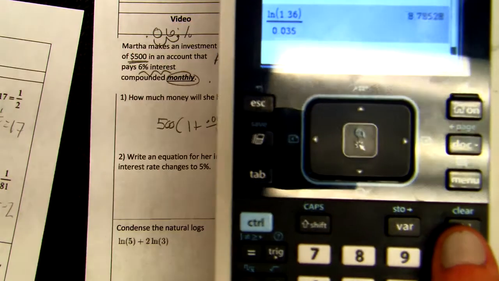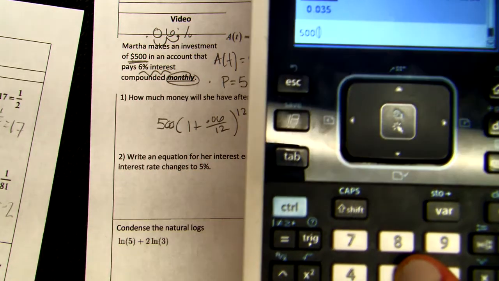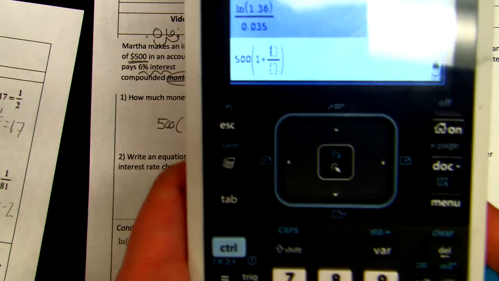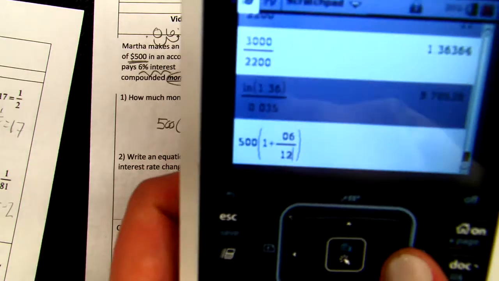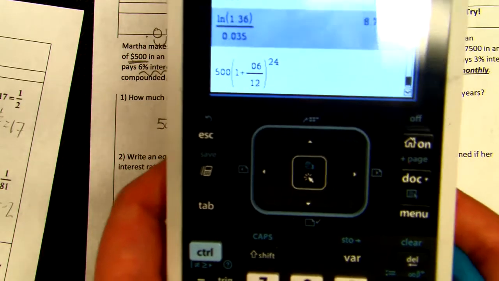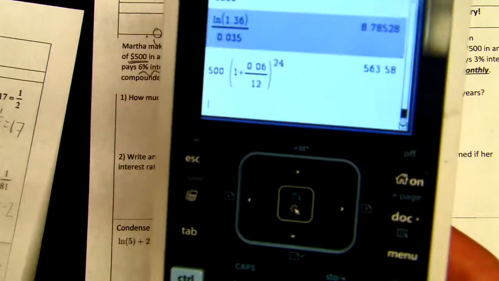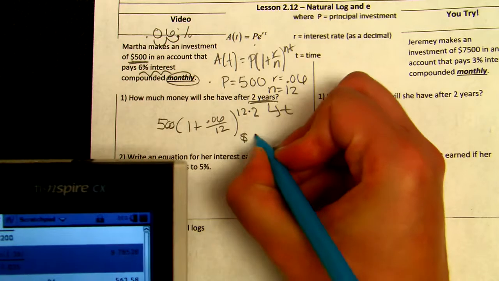All right, let's see. So I have 500 times (1 plus 0.06 over 12) to the power of 12 times 2, which is 24. So I'm just going to put 24 because I don't trust myself to type more numbers. And we're left with $563.58, which is also what I got when I wasn't talking out loud, so that's a good sign.